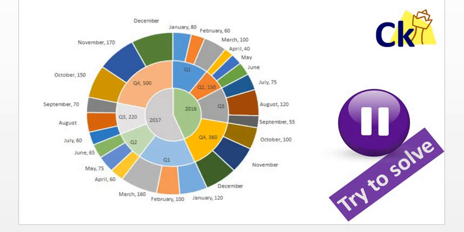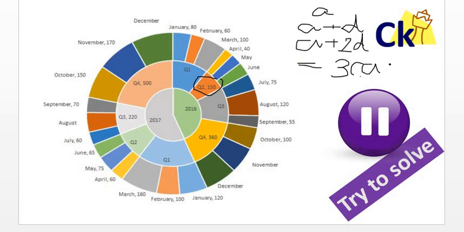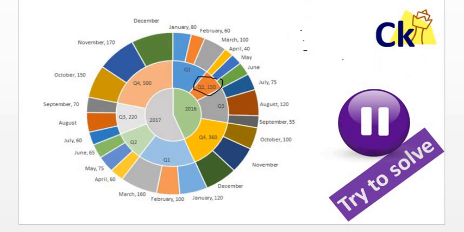Now if we see quarter 2 of 2016, we know that the 3 months form an AP, and we know the value for April, that is 40. Now we'll assume the first term to be A. Second term would be A plus D. Third term would be A plus 2D. Now if we add all these terms, we'll get 3 times A plus D. And we know that the value for 3 times A plus D is 150. So from there we'll get the value of A and D.